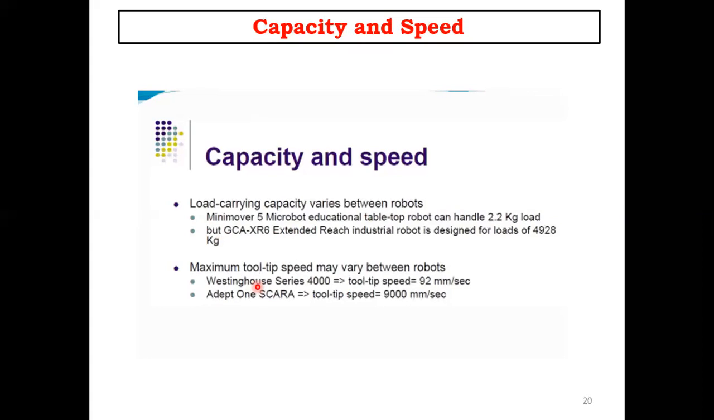Maximum tooltip speed may also vary between robots. The Westinghouse series tooltip speed is 92 millimeters per second, while the SCARA tip speed will be 9000 millimeters per second.